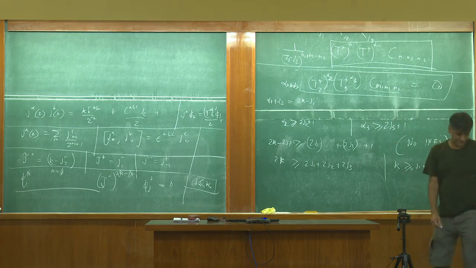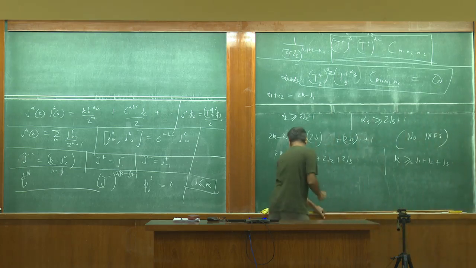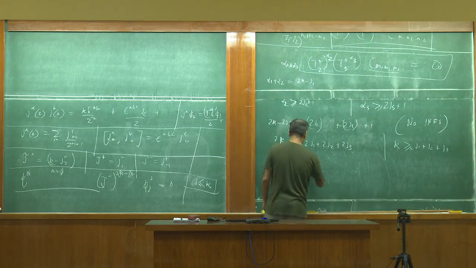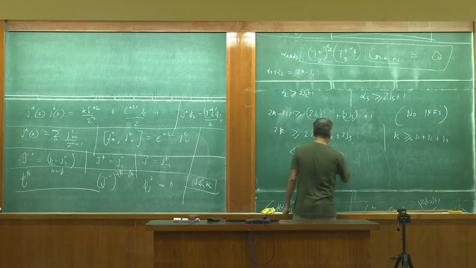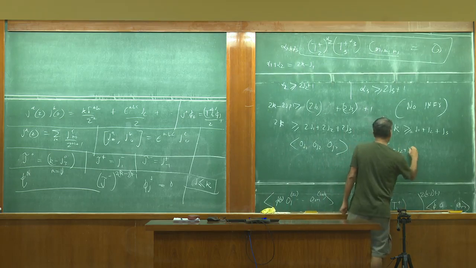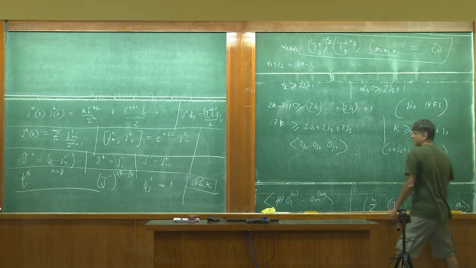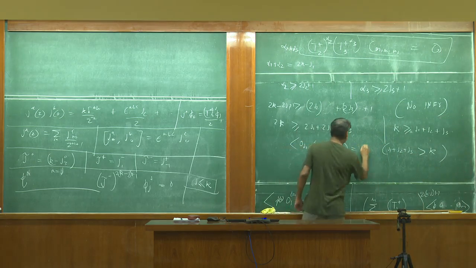These coefficients were coming because of that multinomial expansion? Which coefficients? These alpha J1, J2. No, because the multinomial expansion. Yeah, exactly. And therefore we conclude that if we have OJ1, OJ2, OJ3 and J1 plus J2 plus J3 is greater than K, then this is just equal to 0.